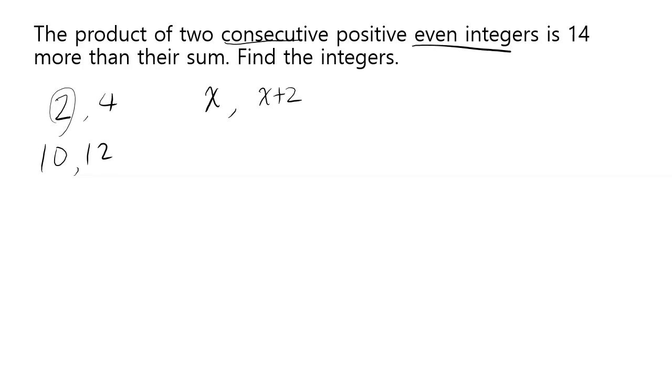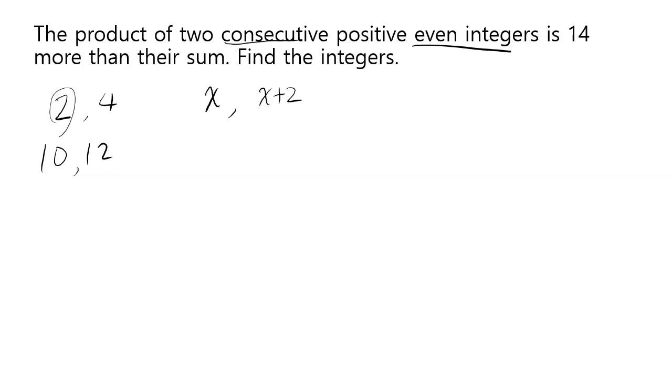Note that if even was missing and it was just two consecutive positive integers, then consecutive numbers are like 2 and 3 or 10 and 11. These numbers are like x and x plus 1, right? So in those cases, you should use x and x plus 1. But here it's even, so we don't do this.